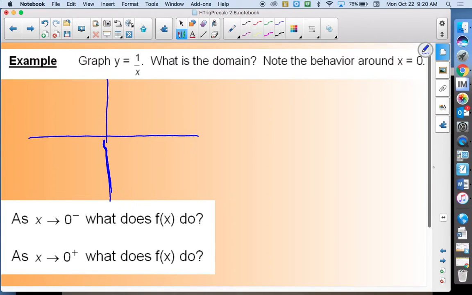I bet Emerson knows what the difference is. Emerson's going to create a T-chart graph. Exactly.